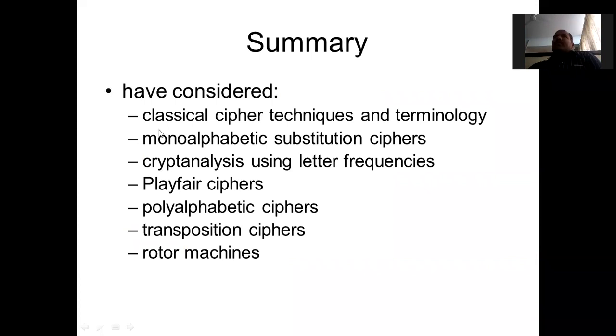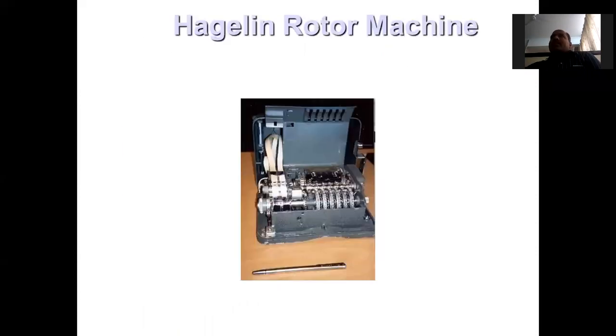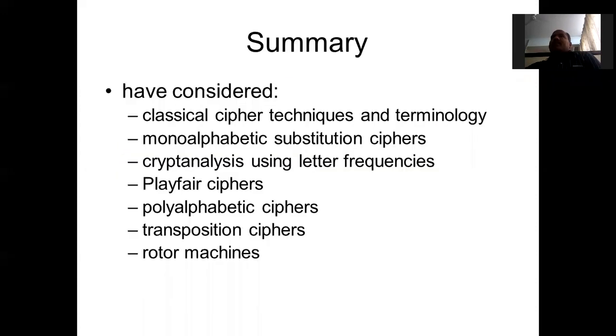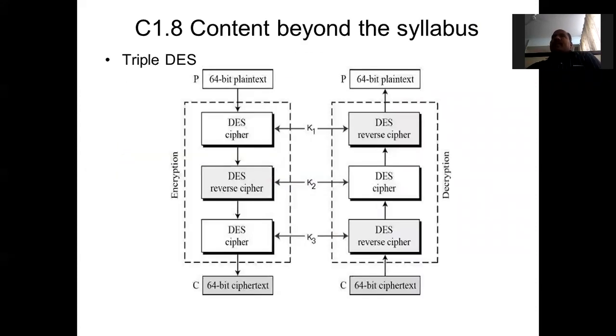Okay, so we have covered the classical cipher techniques and terminology, monoalphabetic substitution ciphers, cryptanalysis using letter frequencies, Playfair cipher, polyalphabetic cipher, and again the transposition cipher, and again the rotor machine. Okay, all these algorithms we have covered from the first chapter here. And this last point is about the content beyond the syllabus.